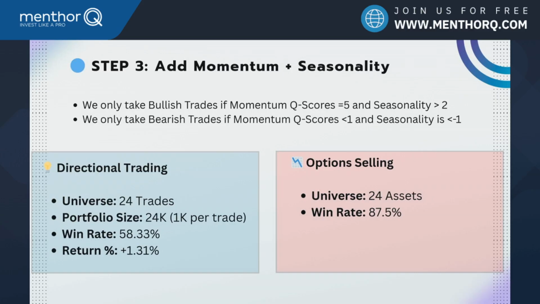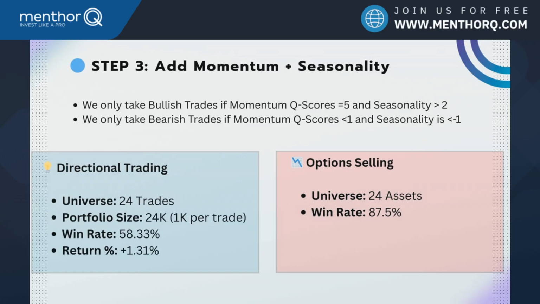Then we add another tilt to the strategy. In this case, we want to test how the momentum Q score and the seasonality Q score would perform together. So in this case, we only take bullish trades if the momentum Q score is 5, which is really bullish, and our seasonality score is greater than 2. And we only take bearish trades if our momentum score is lower than 1, so very bearish, and our seasonality score is lower than minus 1. So just remember the seasonality score goes from minus 5 to plus 5, okay?